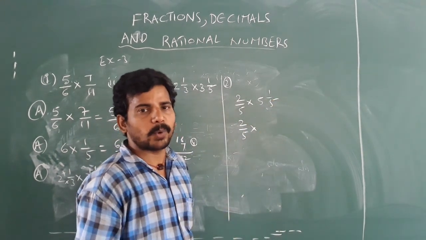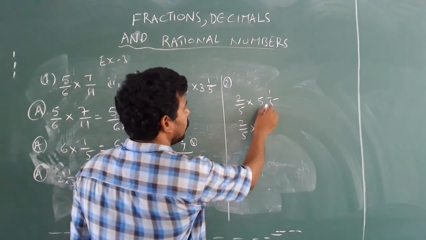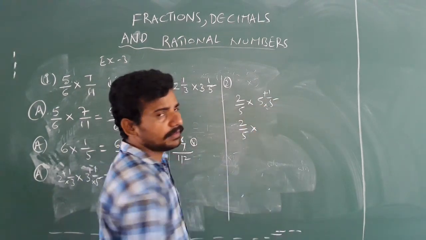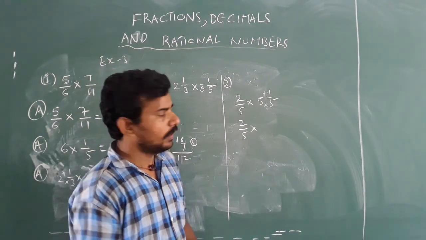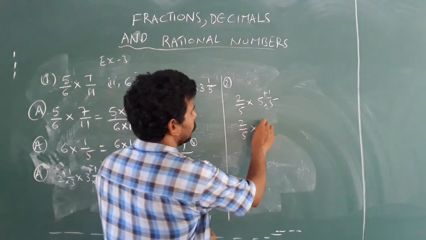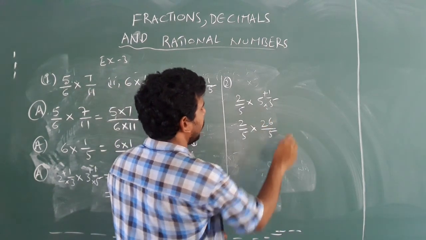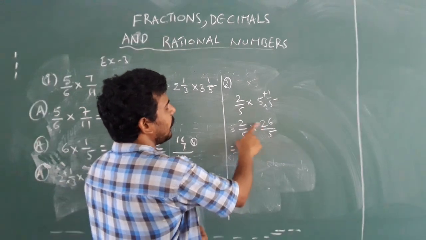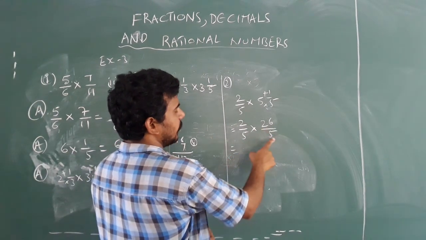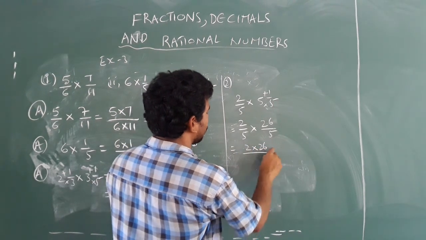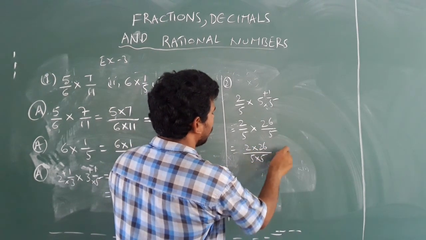Convert into improper fraction. We do into here plus. 5 5s are how much, children? 25. 5 5s are 25 plus 1, how much children? 26. So 26 by 5. Now same process: numerator into numerator, denominator into denominator. That means 2 into 26 by 5 into 5.